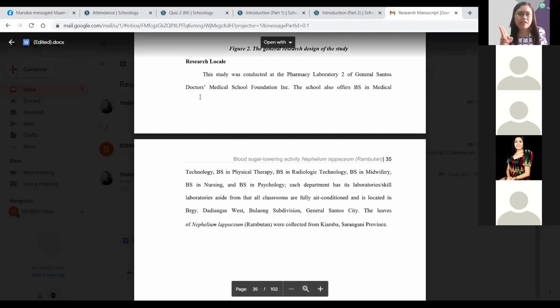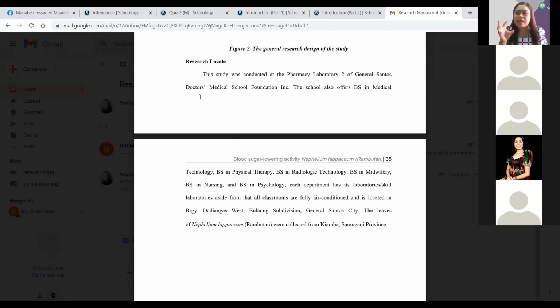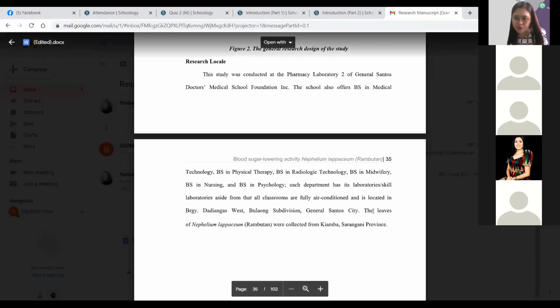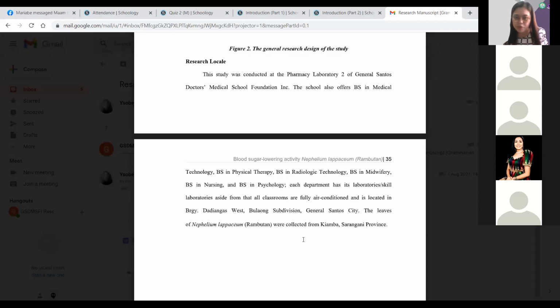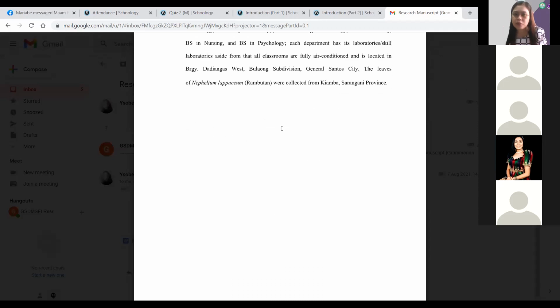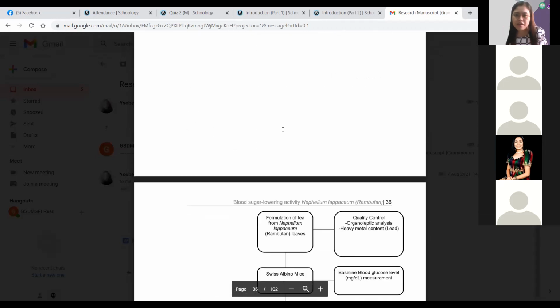However, duha ilahang research locale. Ang ilahang main research locale is sa doctors, kaya dito sila mag-conduct of study, pero naa sila another one kung asa nila gikuha ilahang plant material. So this one, the leaves of Nephelium lappaceum, rambutan, were collected from Kiamba, Sarangani Province. So kung asa mo mag-collect sa inyong plant material, i-include ninyo na siya sa inyong research locale.